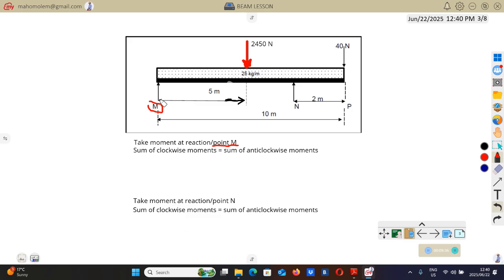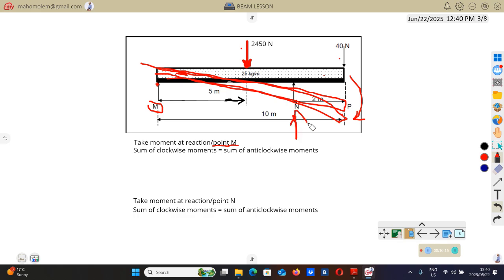So if you are here at M, if you assume this is your support or fulcrum, when you apply a downward force like this force together with this force, they will tend to bend this beam in that manner, which is going to be clockwise.